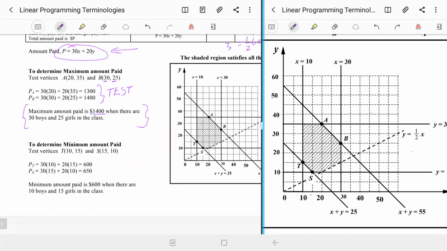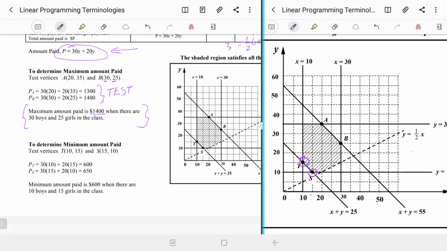In a sense, we use this one because this point down here will have fewer girls than this point up here already. So it must give you a lower amount paid. So it doesn't make sense to waste time and consider that point up there. We take it out.